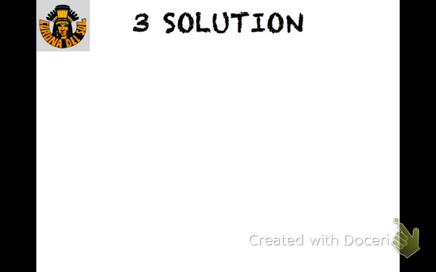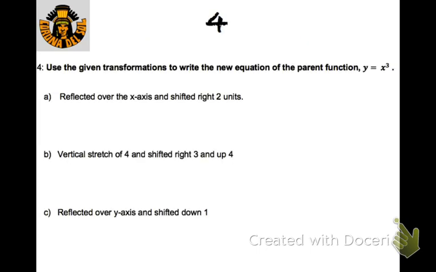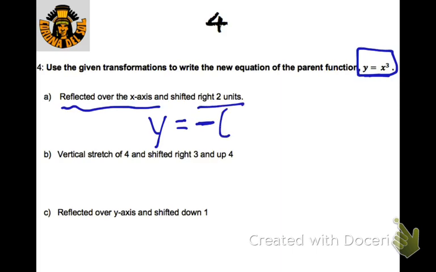All right, next one. This type is important. You want to be able to figure out how to write the equation from the parent graph and make the proper adjustments. So if it's reflected over the x-axis, what we would do is we would just put a little negative sign on the outside of the parentheses. And then if it's shifted right 2 units, then we'd have to do x minus 2 and then cubed.